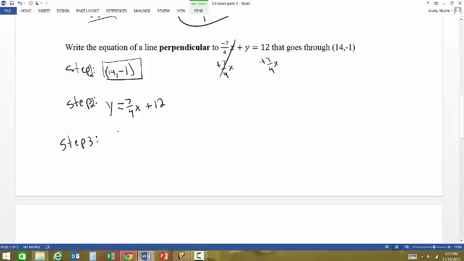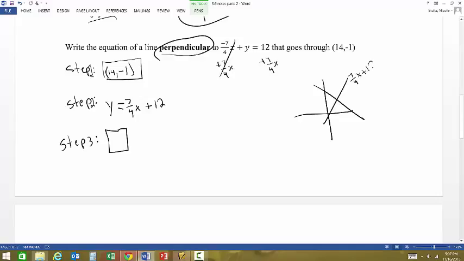Step 3 is to identify your new slope. Since the lines are perpendicular, if I were to graph them, they'd look like this. This line is the 7/4 x plus 12 line. I want to know the equation of this line. Again, I don't know where the y-intercept is, but I can figure out what the slope of that line is. It's going to be the opposite reciprocal. So it'll change to negative, and it'll be 4/7.